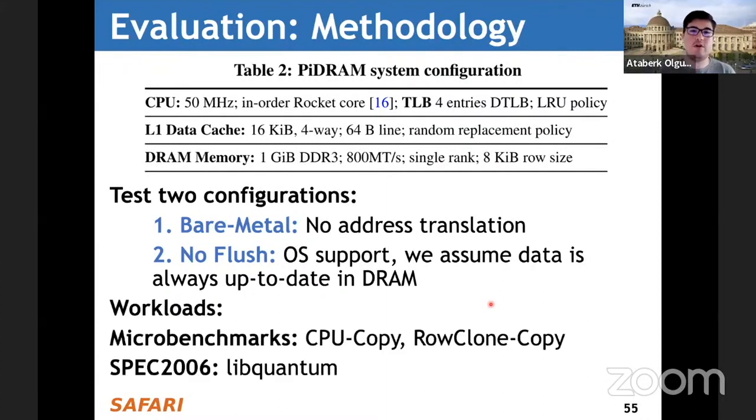For workloads, we use two microbenchmarks, CPU copy and RowClone copy. CPU copy will copy an arbitrary amount of data using load and store instructions, and RowClone copy does it in DRAM, the way we described. And from SPEC 2006, we only evaluate libquantum because we had problems executing the other ones. We don't have enough system support to reliably run the other benchmarks from the SPEC suite.